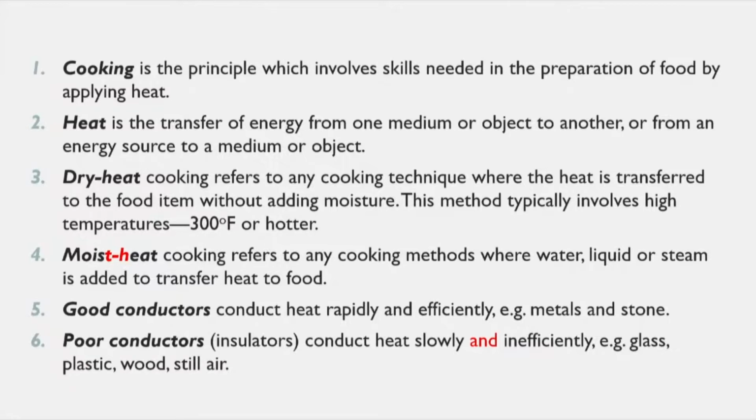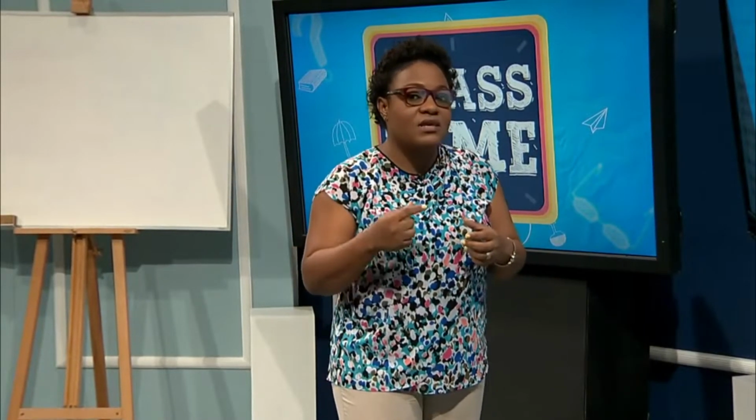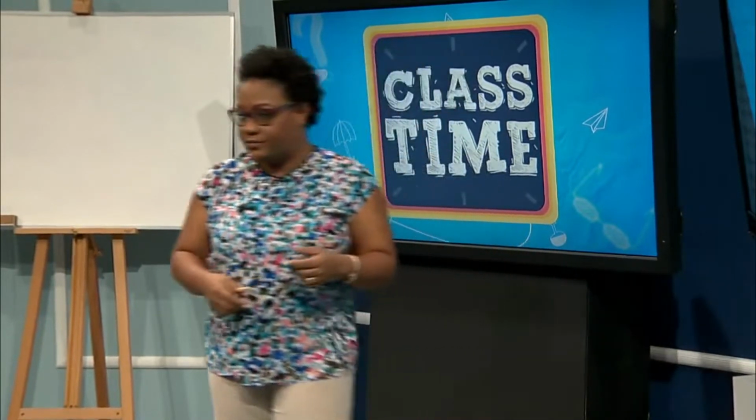And such good conductors tend to be metals and stones. And you can easily see that with the cooking utensils or equipment that you use, your pots, they tend to be made out of metals. And the poor conductors conduct heat slowly and inefficiently. For example, glass, plastic, or air, still air. And what you also need to know, the difference between a poor and a good conductor, is the poor conductors tend to be insulators. They will hold the heat. They do not transfer the heat. The good conductors, they transfer heat.